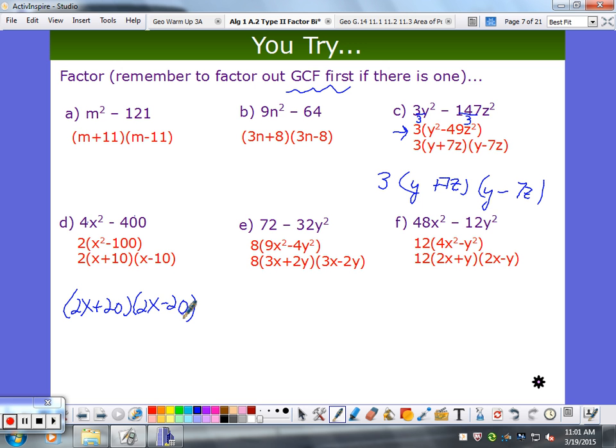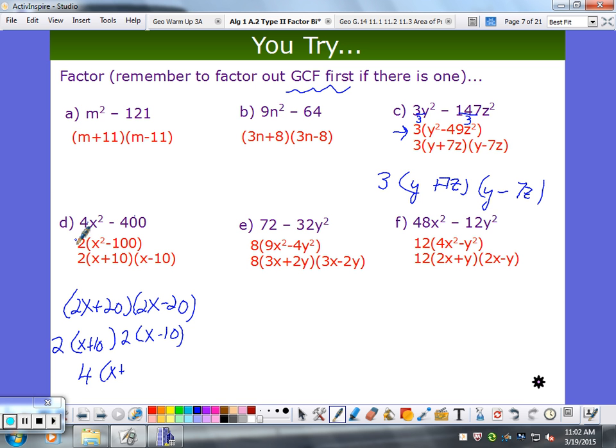I can factor them. Remember the rule? You factor, you can't stop factoring. Look how this has a common factor. I can take the 2 out. What's left inside? Plus 10. This one also has a common factor of 2. X minus 10. Now these are all being multiplied, right? So I can do 2 times 2.